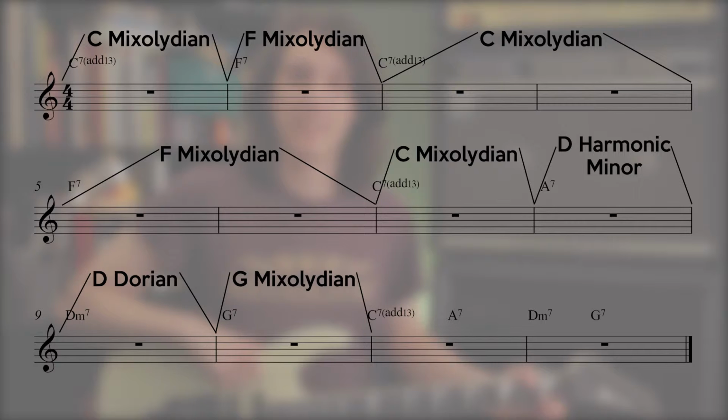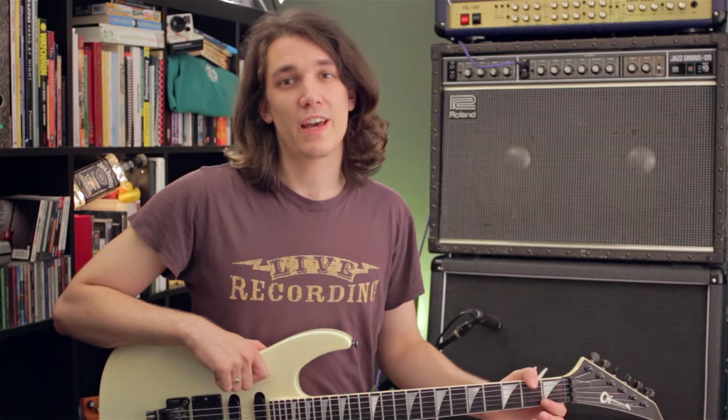The chord in bar 8 is the secondary dominant chord to the next chord, which is a minor 7. Therefore, we'll use the harmonic minor scale based on the root of that minor chord. Then, over the minor 7 in bar 9, the Dorian mode can be used based on the root of the chord. The last chord is a dominant 7th, over which we can again use the Mixolydian mode based on its root. Let's take a look at that on the guitar.